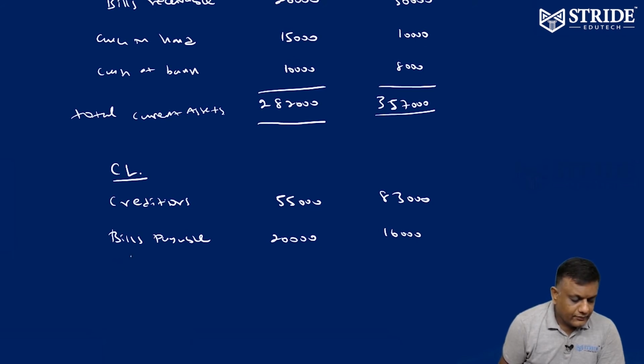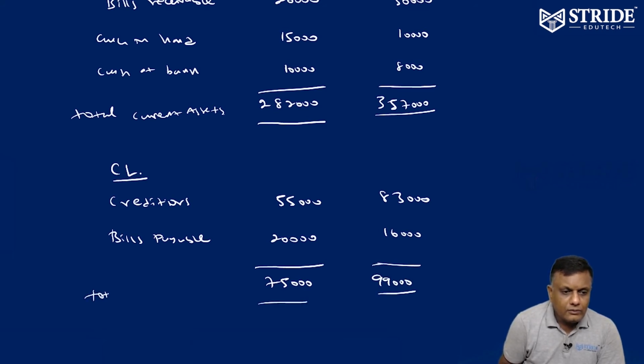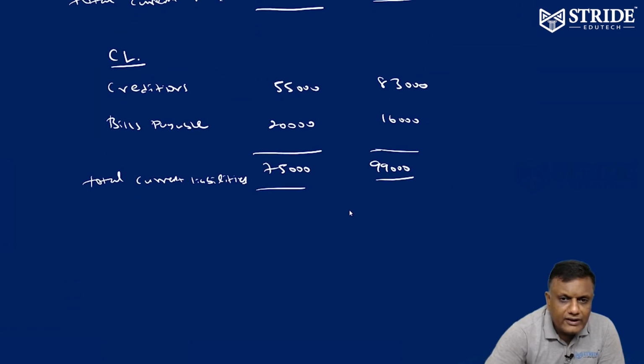Bills payable. That's it. So balance things we can prepare separately, a separate ledger for proposed dividend and preparation for taxation. So total current liability 75,000, here 99,000. This is going to be total current liabilities. Total current liabilities 75,000 and 99,000.